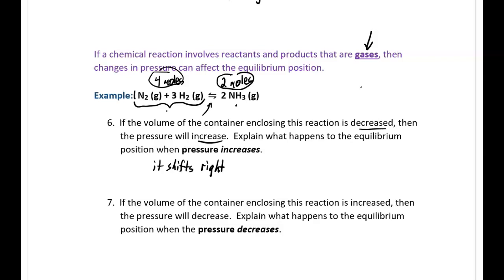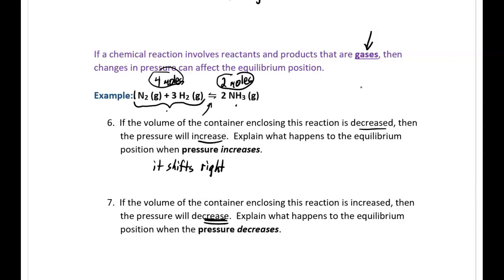Number 7, if the volume of the container enclosing the reaction is increased, then the pressure will decrease. Explain what happens to the equilibrium position when pressure decreases. Le Chatelier's principle says the chemical reaction will respond by alleviating that change. So to alleviate the decrease of pressure, it needs to do something that will increase pressure. To increase pressure, the chemical reaction wants to create more particles.